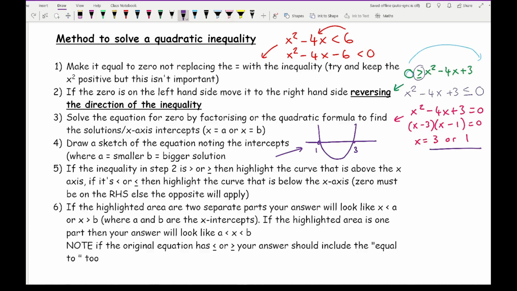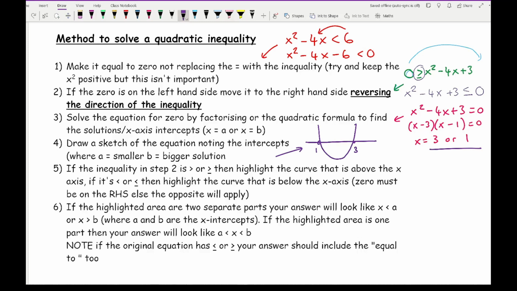Step 5 then says if the inequality in step 2 is greater than or equal to, then highlight the curve that is above the x-axis. If it's less than or equal to, then highlight the curve that is below the x-axis, and 0 must be on the right-hand side, else the opposite will apply. So try and keep this all consistent with having the 0 on the right-hand side for this rule in step 5 to make sense.